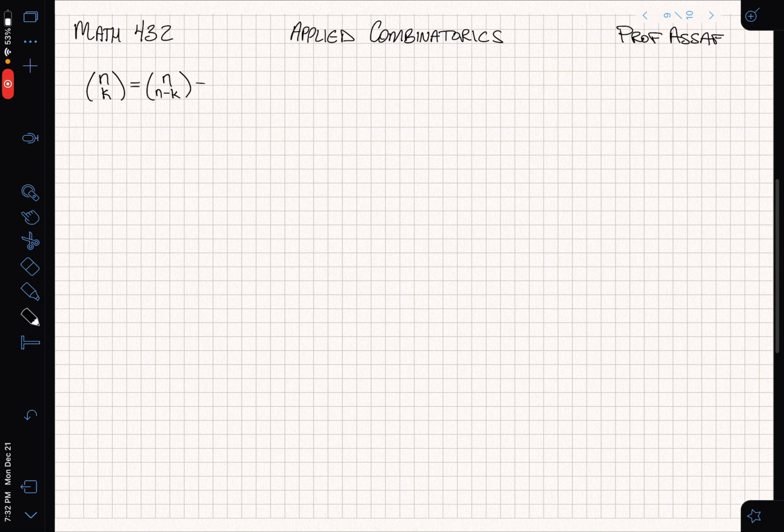So maybe less hidden notation would be to write it like this. We're still only choosing k things, and then we have sort of everything that's left. But when we write it like this, it becomes a little more clear that we have this symmetry. And this is the symmetry that we notice on both sides of Pascal's triangle. If we flip it side to side, we get the same thing.